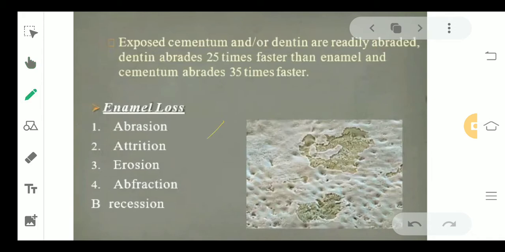Abrasion can be one cause, attrition, erosion, abfraction, recession; all this we have studied already in the videos. So these can be the other causes which can lead to the loss of enamel. And you see here, this white structure is the enamel, and as soon as the enamel is lost, there is exposure of a yellow colored material, and that is what you say is the dentine. As soon as the enamel is removed from the site, the dentine is exposed, and this dentine, when it comes in contact with a stimulus, reacts as a painful activity.